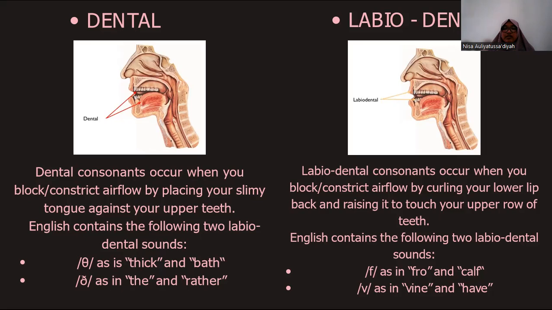So the English contains the following two labiodental sounds, such as f, as in fro, and v, as in vine, and v, as in have.